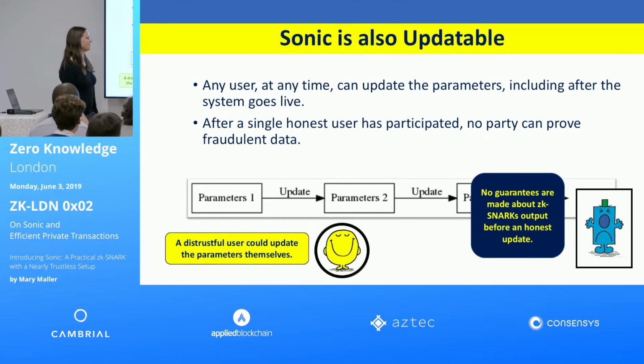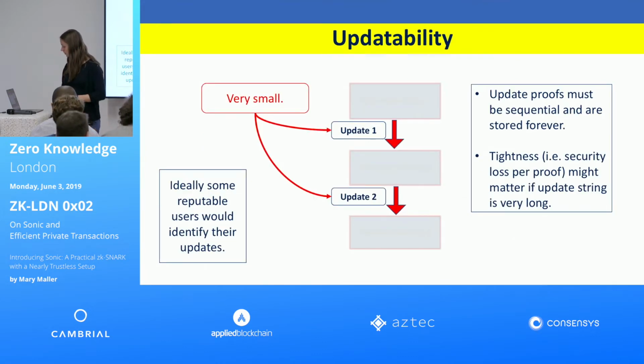Okay, this is again my point about no guarantees being made about the SNARK's output before an honest update occurs. As for the update proofs themselves, they are very, very small. You are just proving knowledge of a single hidden element. This element has no structure, there's nothing special about it.